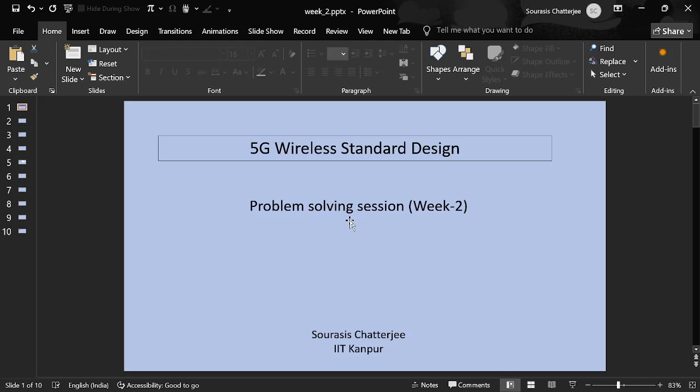Welcome you all to the second problem solving session for this course titled 5G Wireless Standard Design. As you are well aware, the key concepts covered in the second week are the concept of time in the 5G NR framework, the CRC calculation procedure, transport block segmentation, and a brief overview of LDPC encoding, not too deep. So we'll mostly deal with those things.